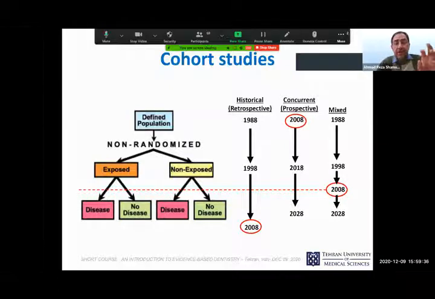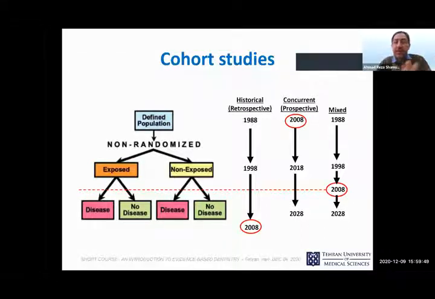Here, the researcher has no control over the exposure measurement and outcome measurement. So the definition of exposure and outcome is held by the registry or another study that collected the data. So the evidence provided with historical cohort studies is the lowest one.